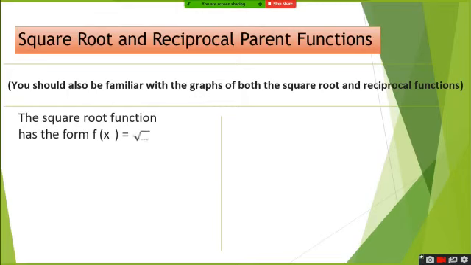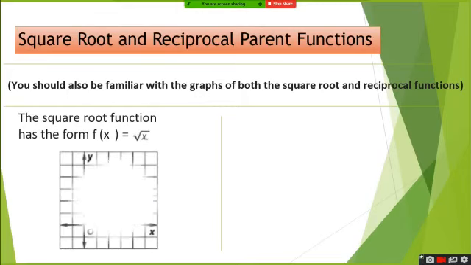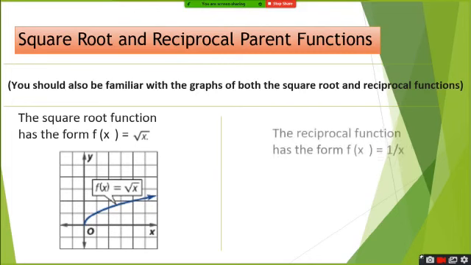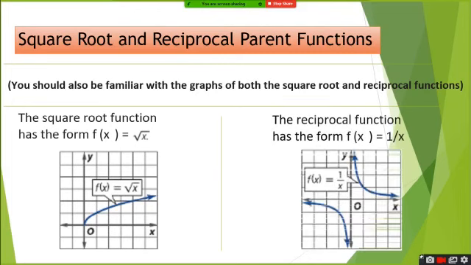Square root and reciprocal parent functions. You should also be familiar with the graphs of both the square root and reciprocal functions. The square root function has the form f of x equals the square root of x. The reciprocal function has the form f of x equals 1 over x.